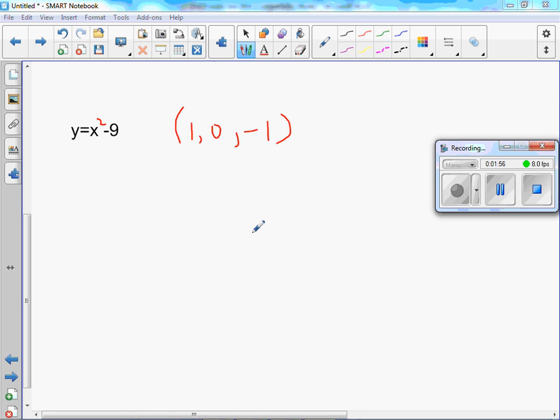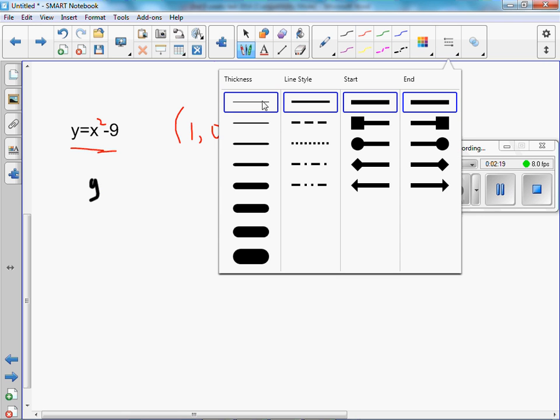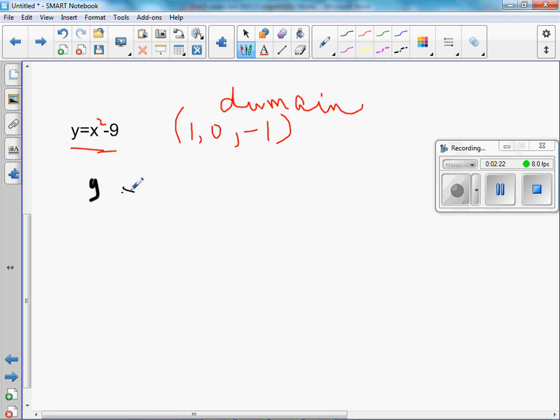You'll also have to determine, if you're given the domain, what the range is. See, this is domain. So you're given the domain to figure out what the range is, using this in reference to this function, y equals. So if we know that the x is 1, so we'd have y equals x is 1, so 1 squared minus 9.